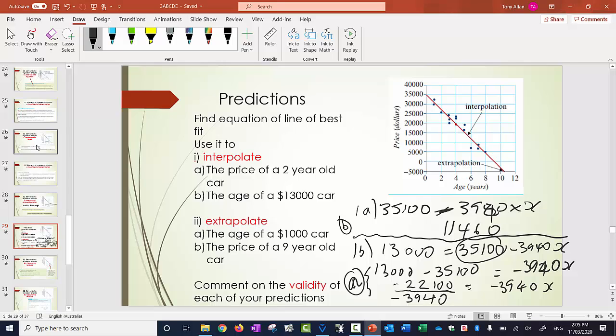They're in a different order just to make it difficult for you. The only difference between the two is one is an interpolation and one is an extrapolation. These ones here are reliable predictions. The ones you're going to get with part B are not.